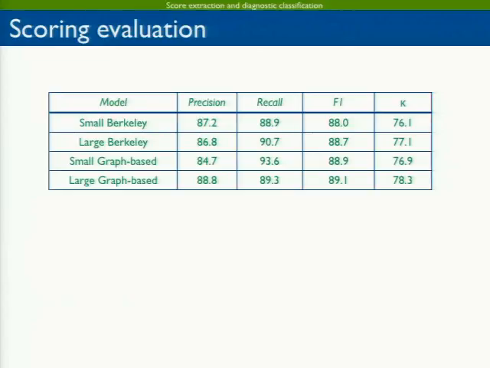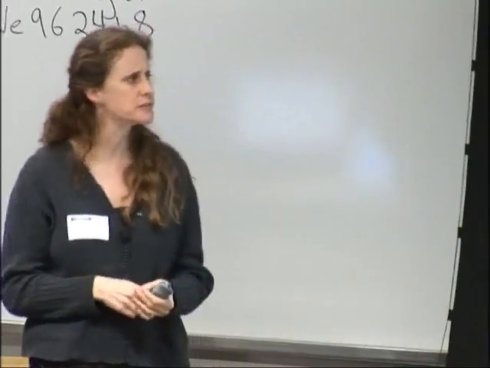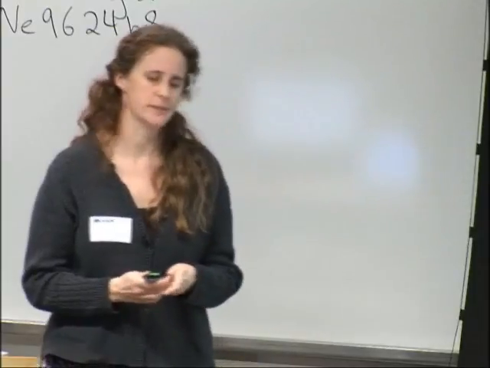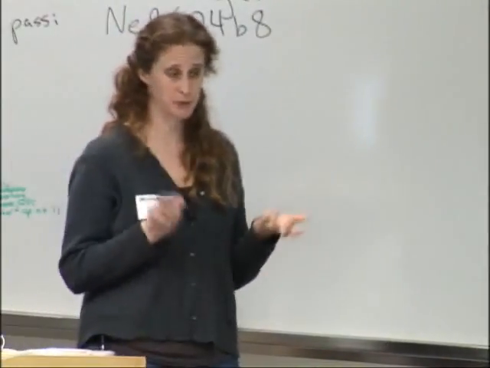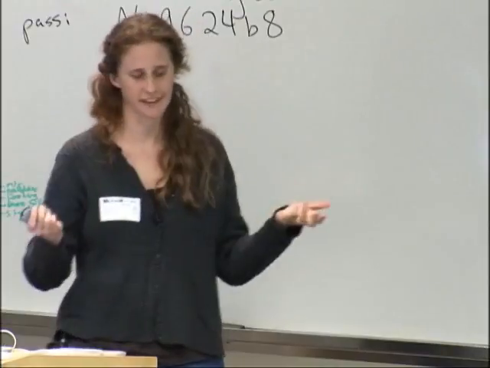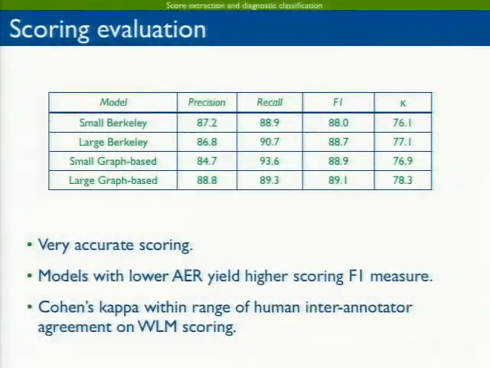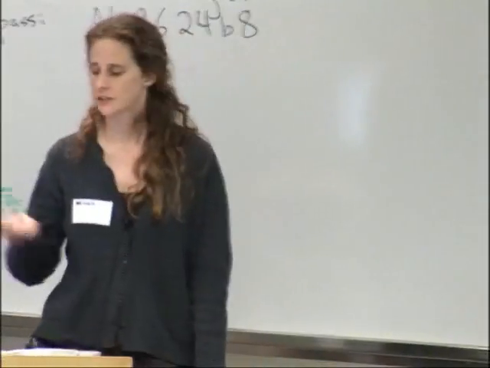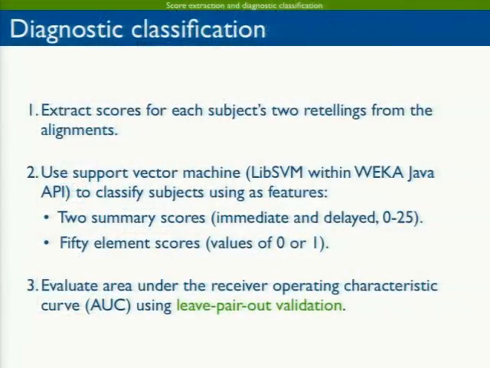So I evaluated the scores that you can extract from this. And actually, under all the models, the F measure is very, very high. In fact, I'm giving you the Cohen's kappa. That's a measure of inter-annotator agreement. This is actually within the range of human inter-annotator agreement on this task. So this is a computer performing as well as a person on the task of scoring this test. And in addition, we see that the models with lower alignment error rate produce the higher scoring measures, which we're glad to know. So now we want to use these scores for diagnostic classification.